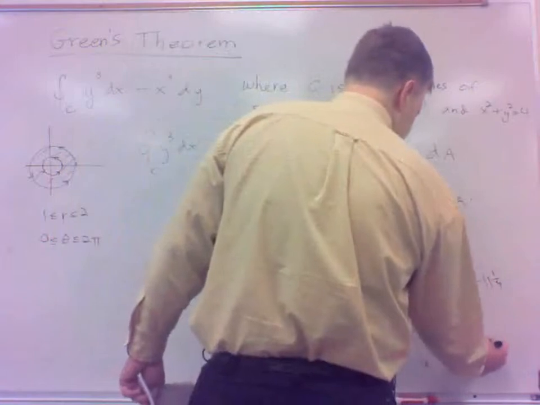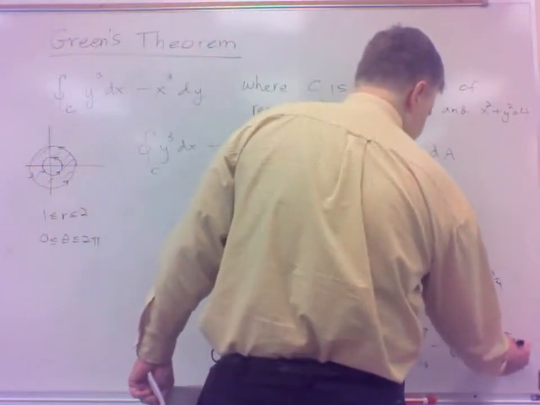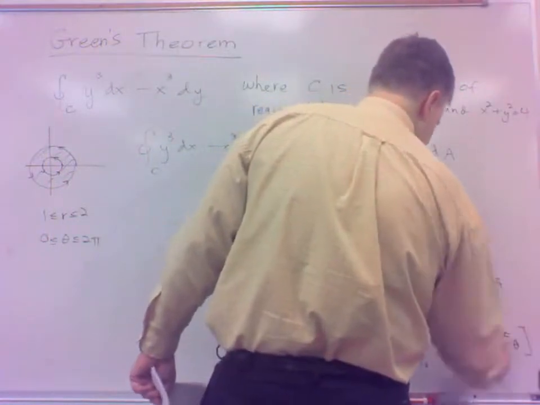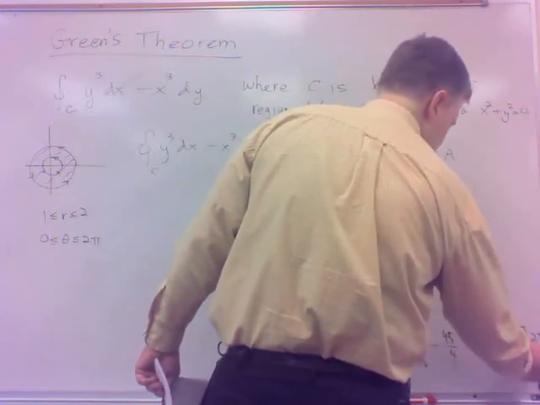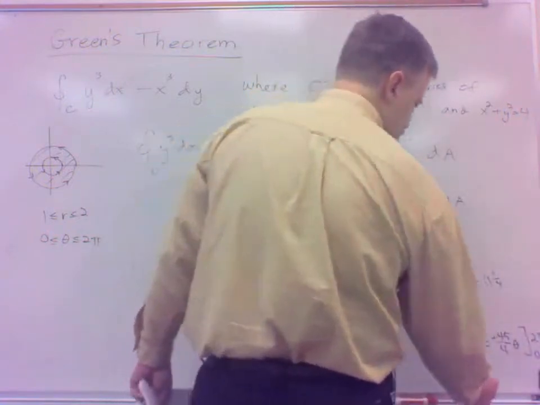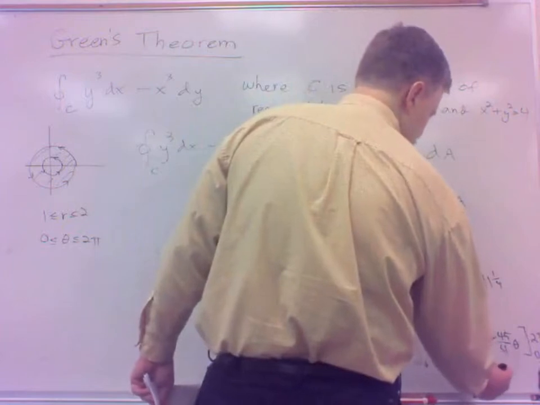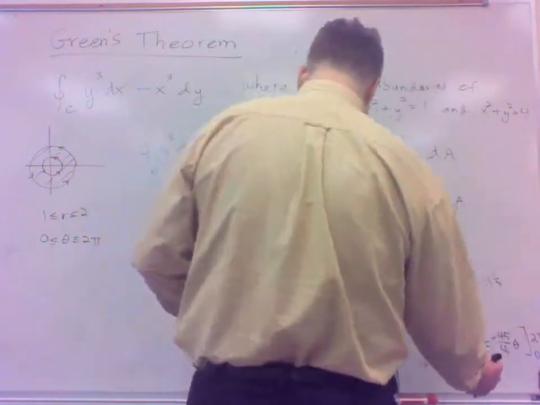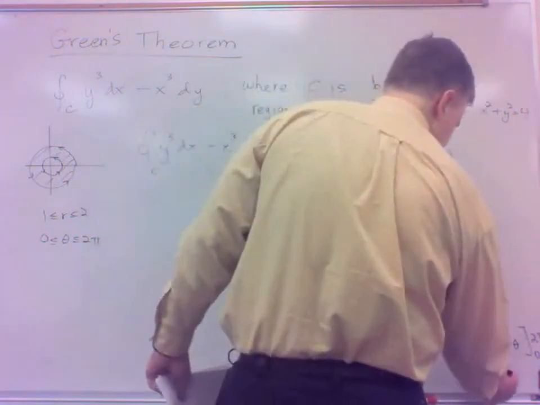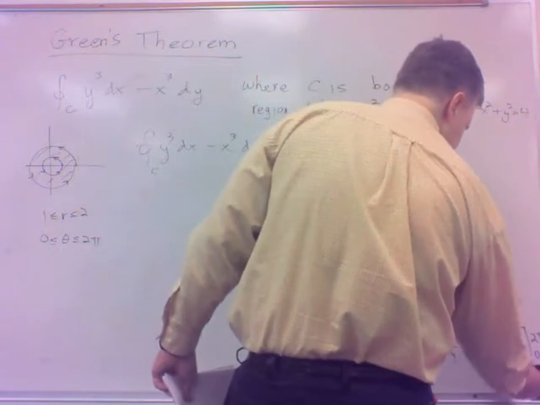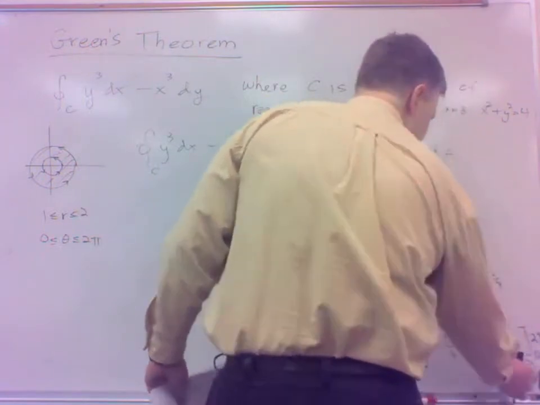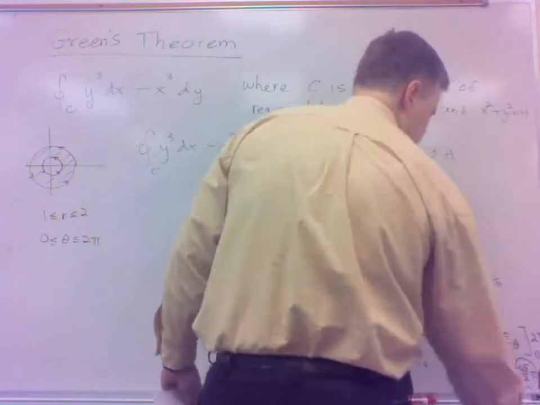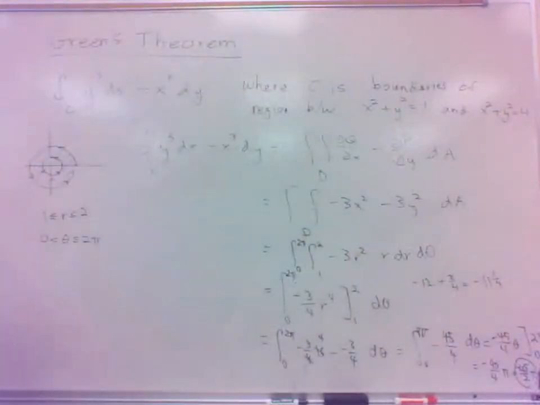All right, that's d theta. So negative 45/4 theta from 0 to 2 pi. So it's negative 90 over 4 pi, or negative 45 halves pi. All right, something like that. That's what I got previously.